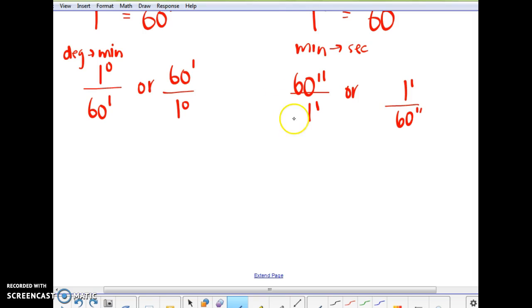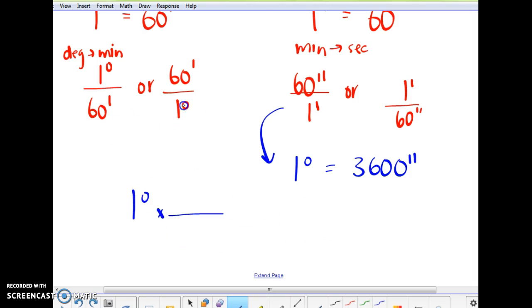The other one I want to set up with this is the idea that 1 degree is equal to 3,600 seconds. The way that I got there is 1 degree, and I'm going to use a conversion factor that has 60 minutes in it, and then each minute has 60 seconds in it. So you see that this unit cancels this one, this unit cancels this one, and 60 times 60 is 3,600. That's where that's coming from.